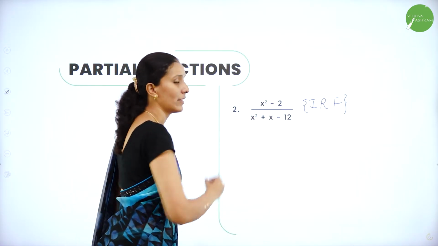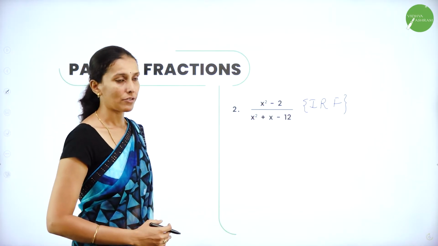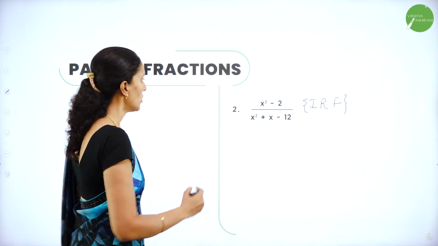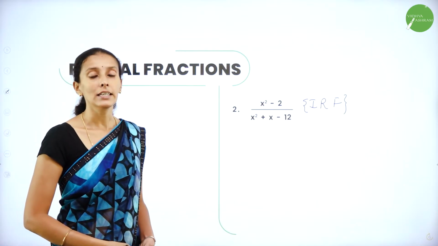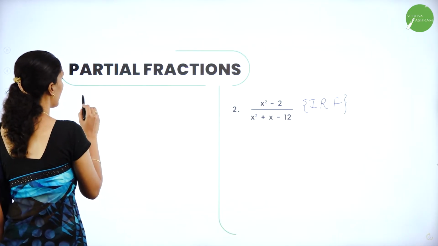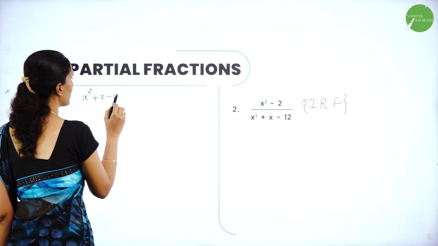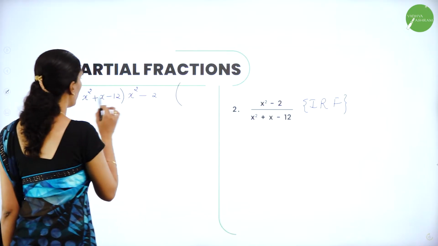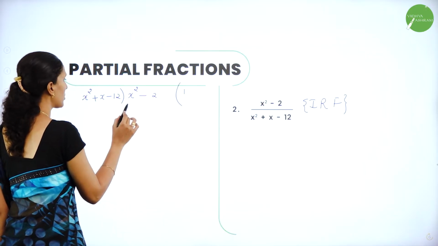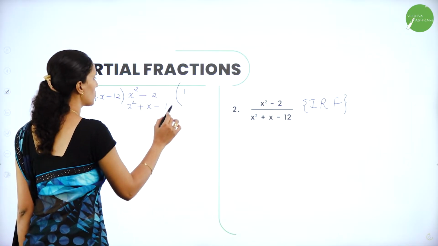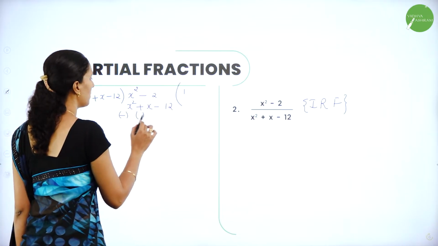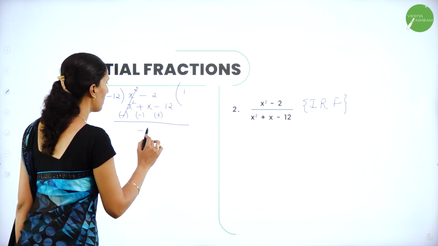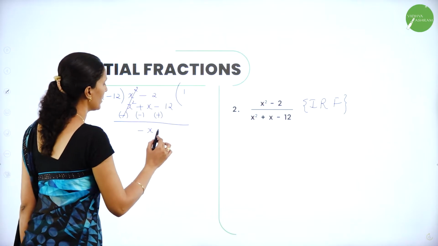So let me write this first in the form of partial fraction. Let me write this as a sum of polynomial and proper fraction. So how will I write it? Just dividing the polynomial. We have x square plus x minus 12 and here we have x square minus 2. So x square multiplied with 1, we get x square plus x minus 12. Change the sign: minus, minus, plus. So x square gets cancelled. Here you will get minus x, plus 12 minus 2 is plus 10.